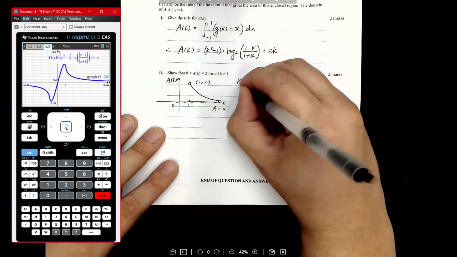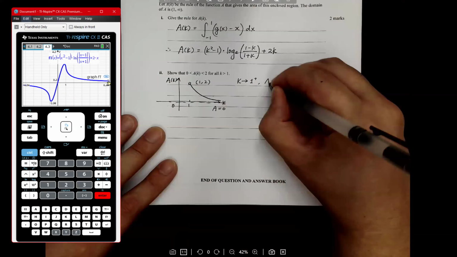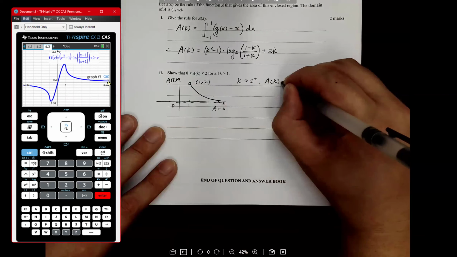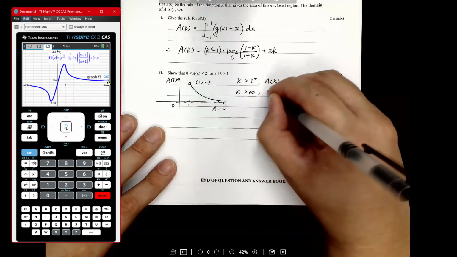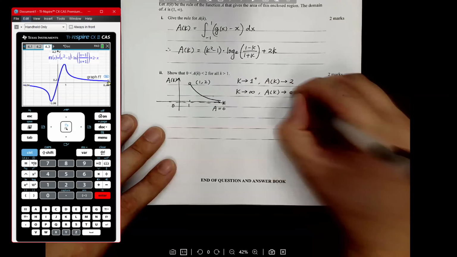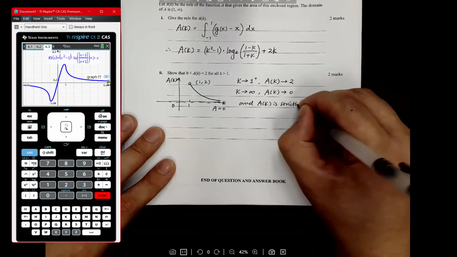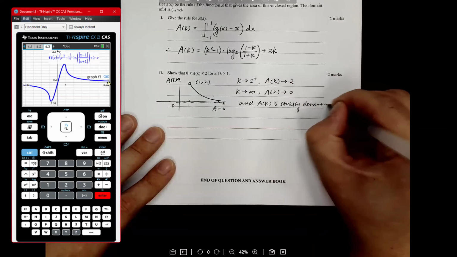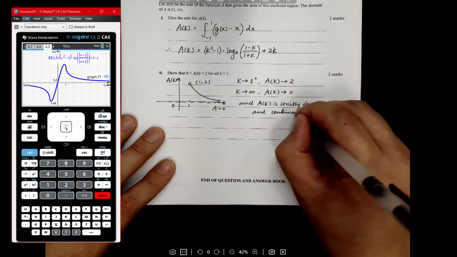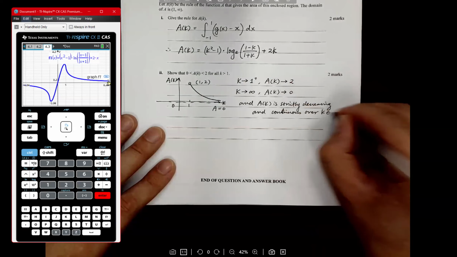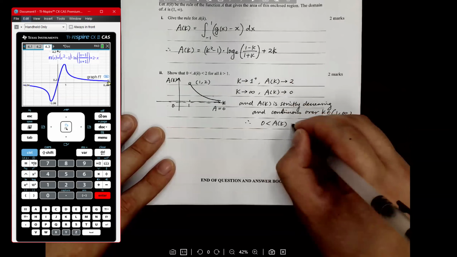We say when k is approaching 1 from the right side, A of k is approaching 2. When k is approaching positive infinity, A of k is approaching 0. And A of k is strictly decreasing and continuous over k belongs to 1 to infinity. Therefore, the range of this function must be 0 to 2.